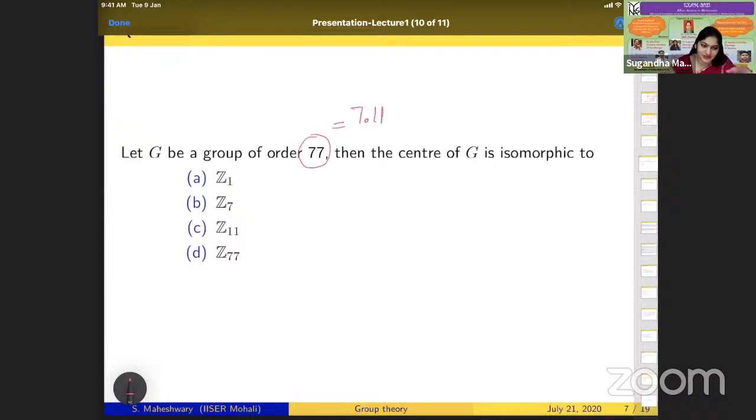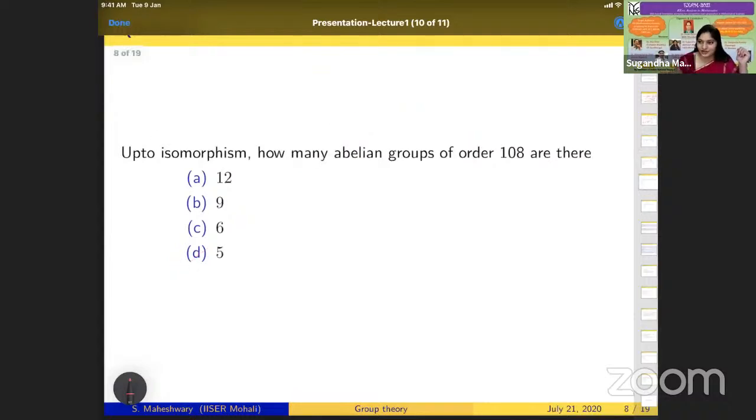So you are in the case when p does not divide q minus 1. 7 does not divide 10 here. So this is going to be a cyclic group of order 77. There is no other possibility. And if a group is abelian, it is the same as its center, right? So you have your answer as D. And I see the answer from Amardeep as D here already. So that's good, keeping in mind that there is some time lag also.